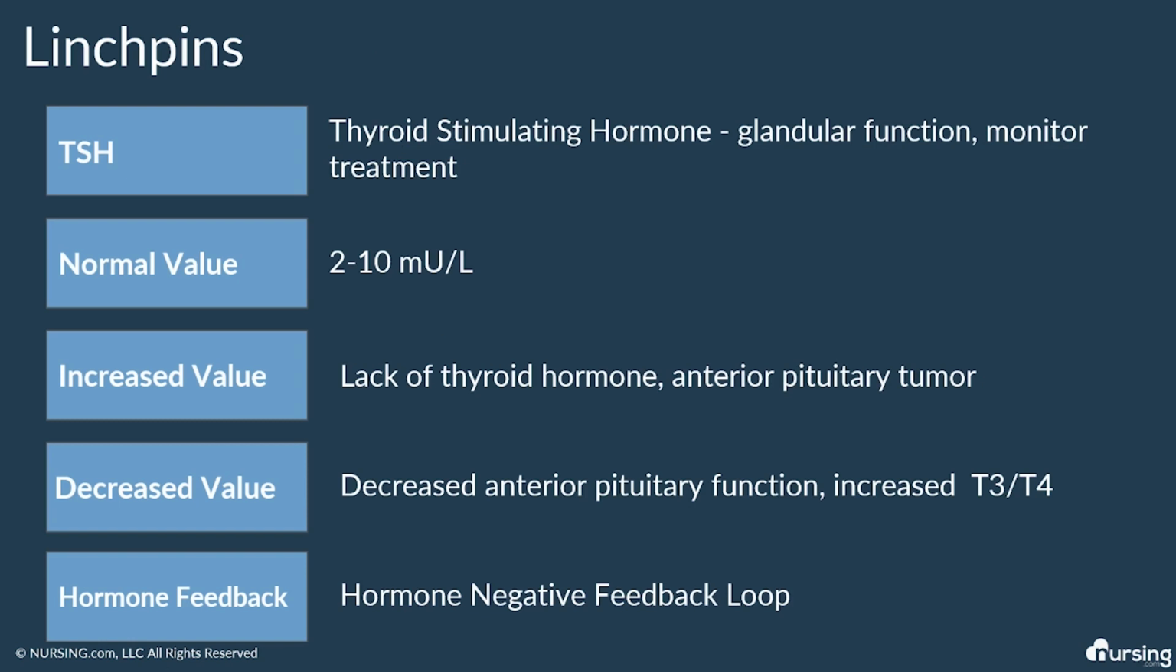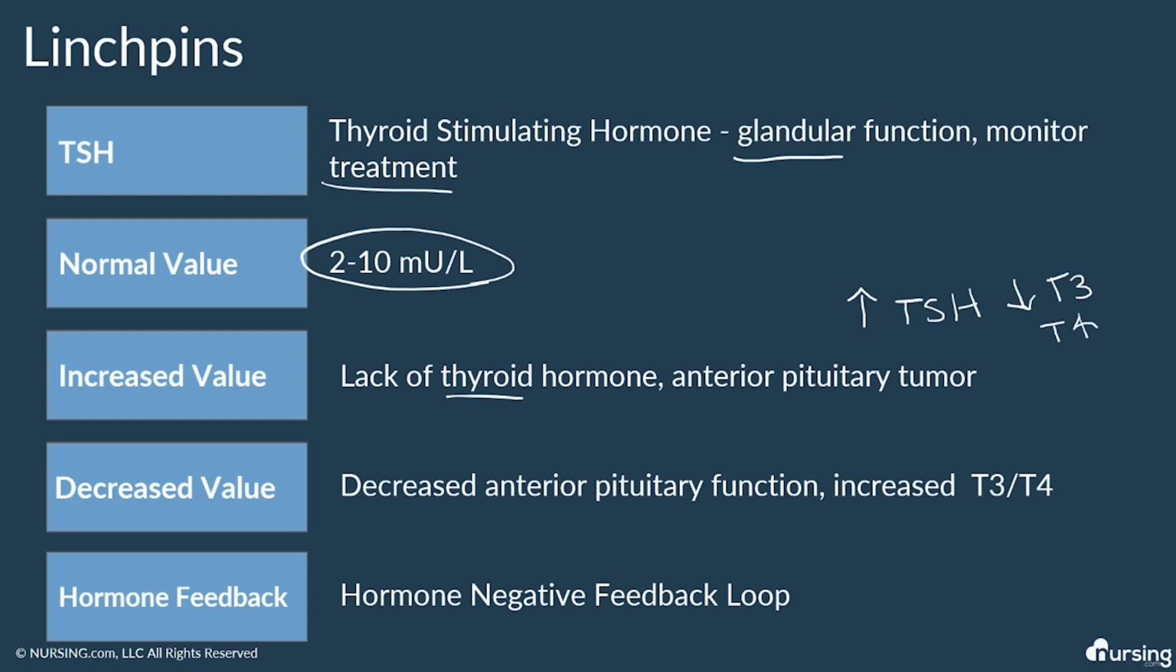Linchpins for this lesson are that the thyroid stimulating hormone indicates glandular function of both the thyroid as well as the anterior pituitary gland because of the negative feedback loop. It also helps us to monitor treatment for hyper and hypothyroidism. Normal values are between 2 and 10 milliunits per liter, and when it's increased, that's a lack of thyroid hormone. So just remember, if the TSH is increased, the lower the thyroid hormone lab value will be, T3 and T4. And the opposite is true as well.